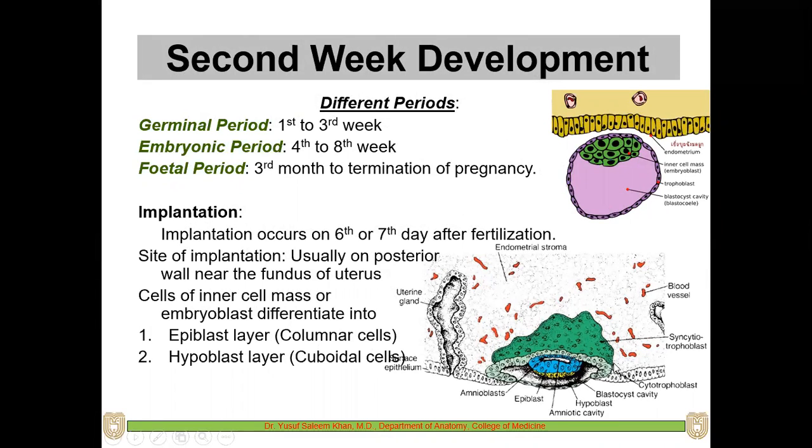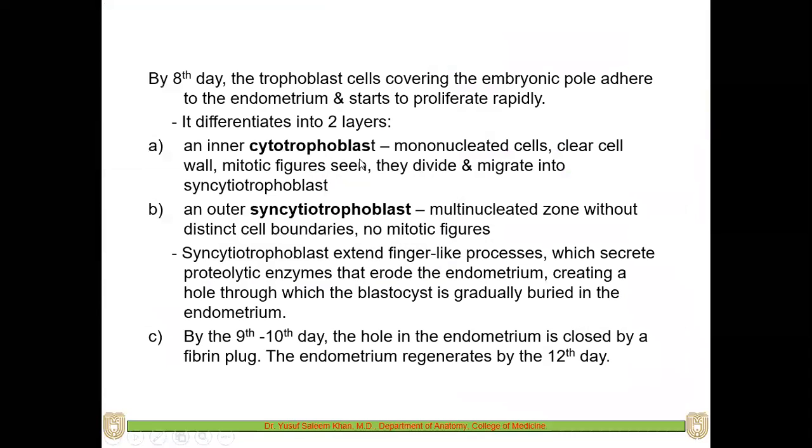Now, once it is getting implanted, they also change into two types of cells, just like the embryoblast changes itself into epiblast and hypoblast. Even the trophoblastic cell layers will change into two types of cells. One is called the syncytiotrophoblast, and the second is called the cytotrophoblast. So this is cytotrophoblast, and this is called syncytiotrophoblast.